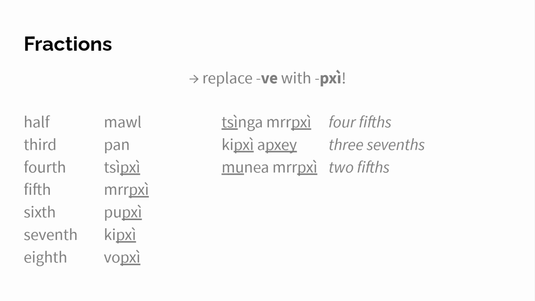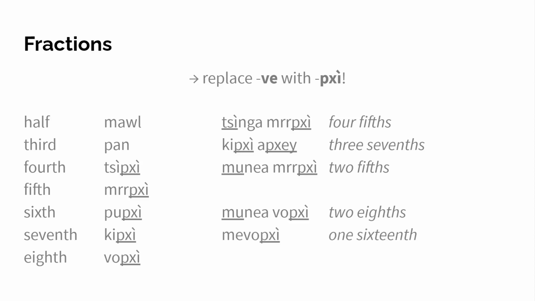Munea mrpe 2/5. Now you might be asking, why don't I just say me mrpe? Because usually I can use me as a prefix to say 2 of something. So let's compare the next two things. Munea wope would be 2/8. If I would here use me instead, then I would get me wope, which would mean 1/16, because me vol is 16, 2 times 8. So me wope would be 1/16.